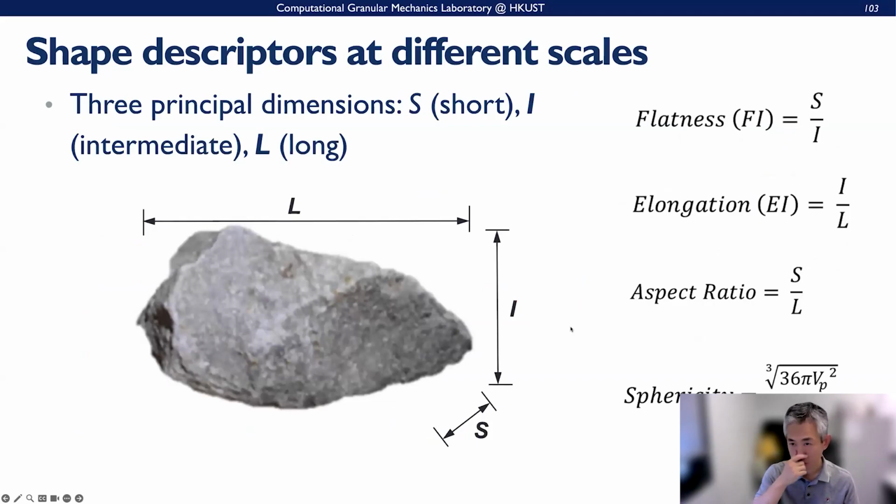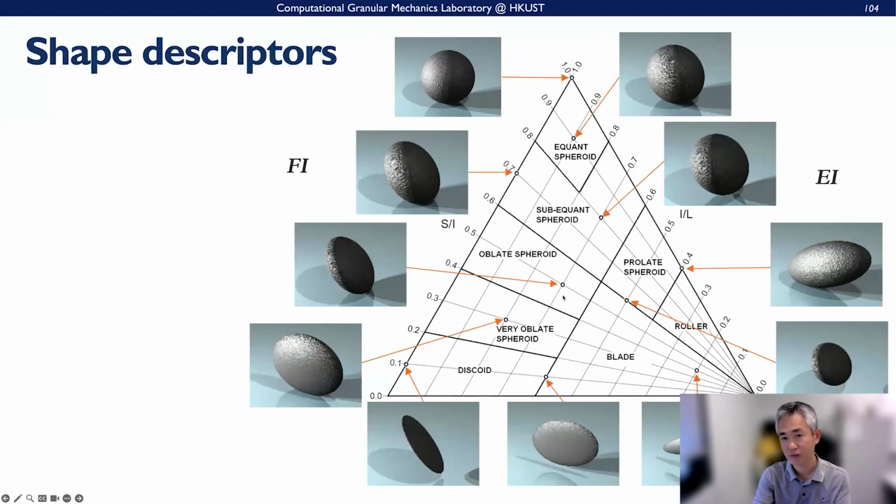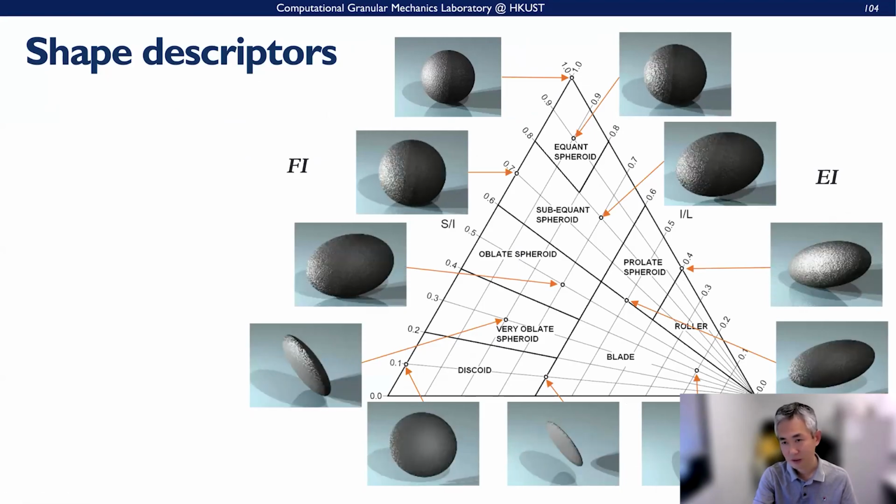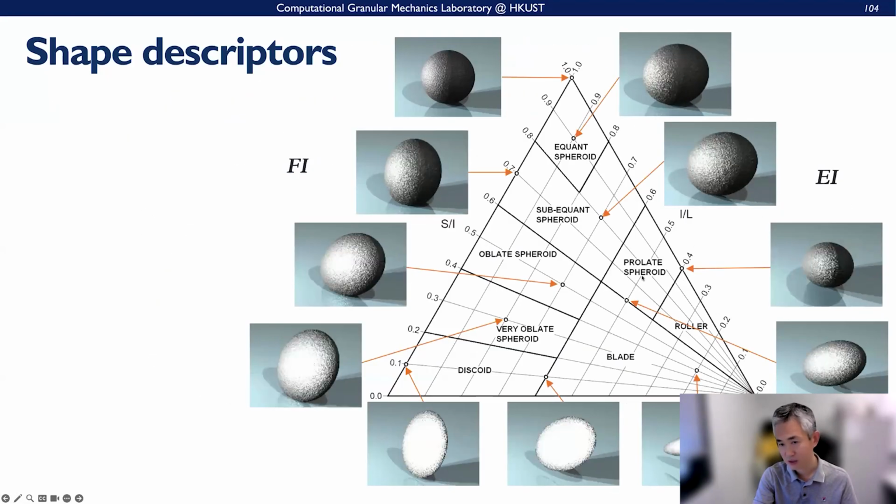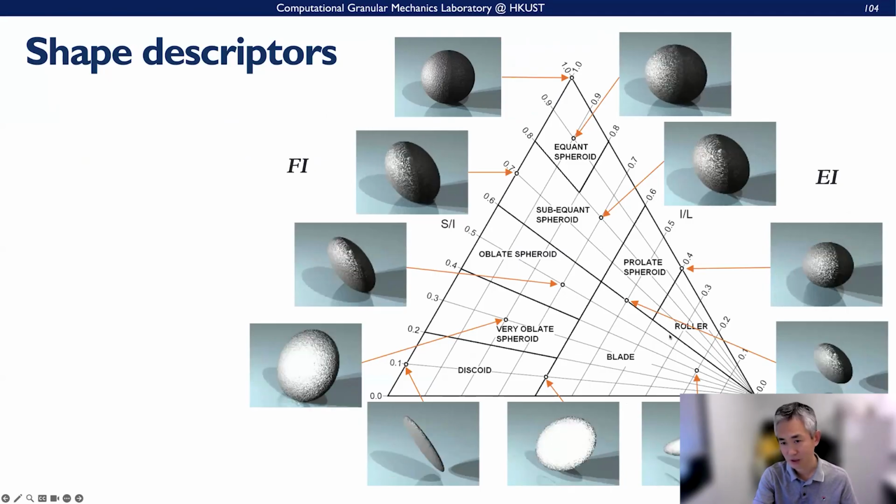And then we define certain descriptors, like the definition I showed before: flatness, FI, elongation is I over L, the aspect ratio S over L, and sphericity is defined by the volume over the surface area here, right? And then these are the things that I showed, the different flatness and elongation, aspect ratio, and then we can generate different shapes. I showed it before.